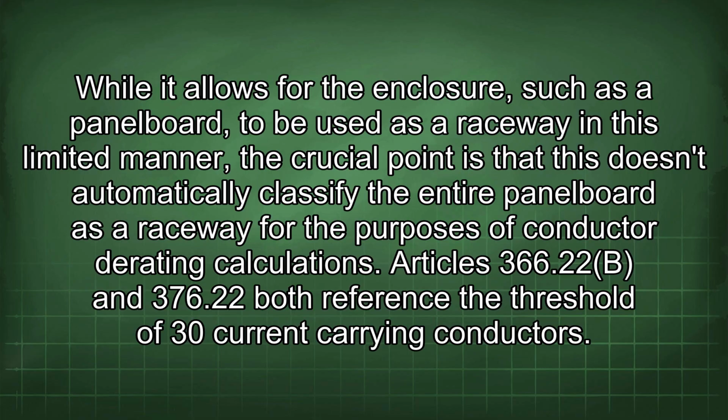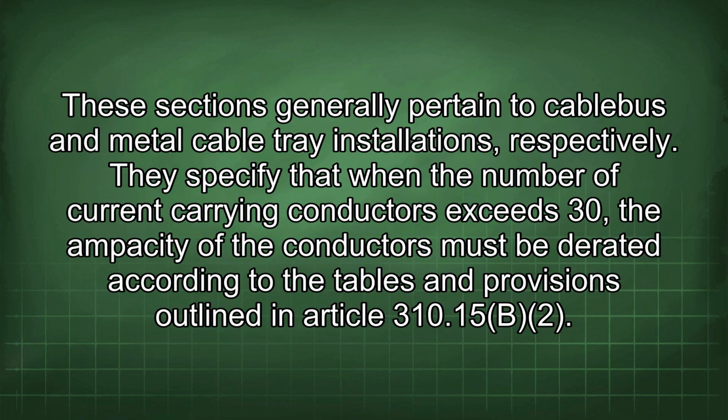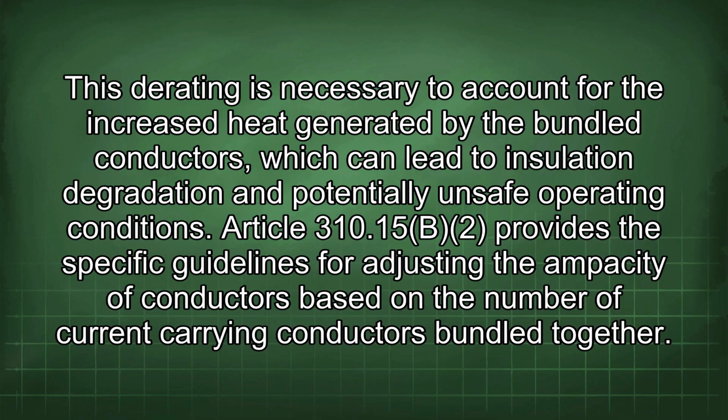Articles 366.22(B) and 376.22 both reference the threshold of 30 current-carrying conductors. These sections generally pertain to cable bus and metal cable tray installations respectively. They specify that when the number of current-carrying conductors exceeds 30, the ampacity of the conductors must be derated according to the tables and provisions outlined in Article 310.15(B)(2). This derating is necessary to account for the increased heat generated by the bundled conductors, which can lead to insulation degradation and potentially unsafe operating conditions.